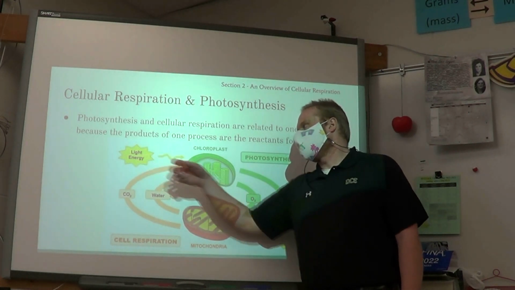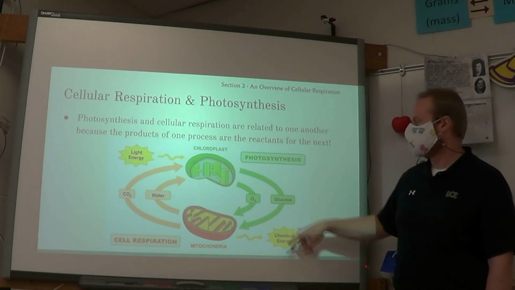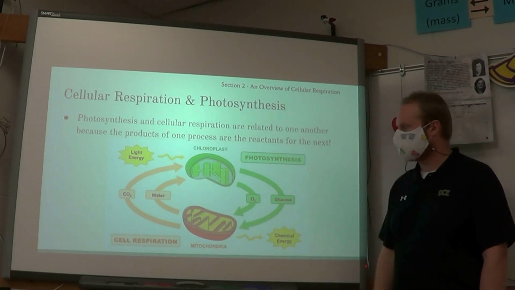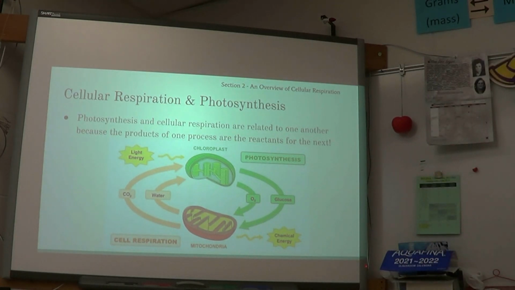Okay? Energy input from the sun, energy output ATP. Glucose and oxygen go in, water and carbon dioxide go out. They cycle over and over and over again.